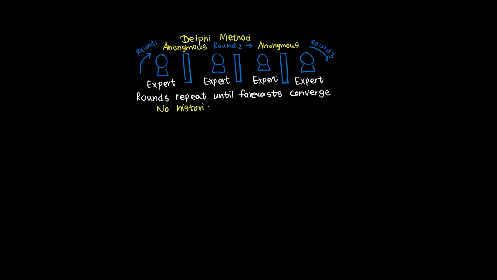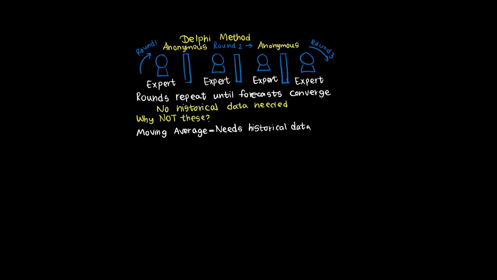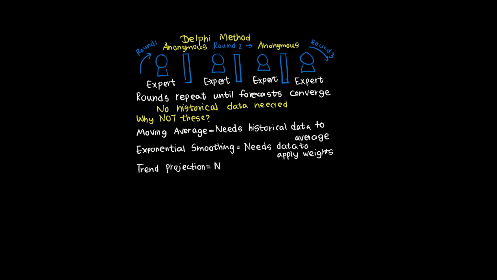Moving average needs historical data. It averages past periods. No history, no moving average. Exponential smoothing also requires historical data to apply declining weights to past observations. No sales records means nothing to weight. Trend projection fits a line to historical data points and extends it forward. With no data points, there is no line to extend.